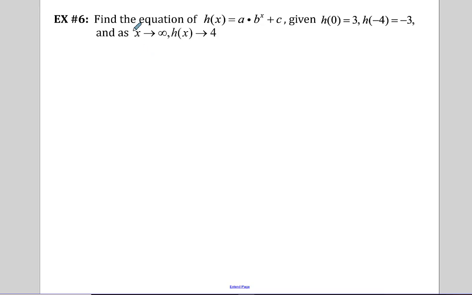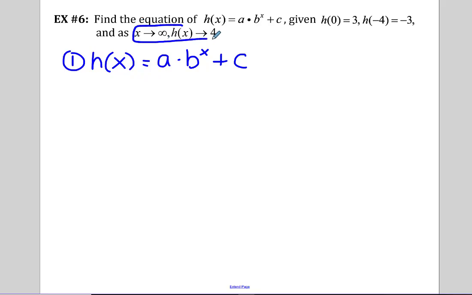And here's our final example. So in this case, they've given us the formula. We want to use that model equation. And we want to write the equation for h if we know a few things. And we know h of 0 is 3. And looking here, they're telling us that we have an asymptote at 4. So we know c is 4.